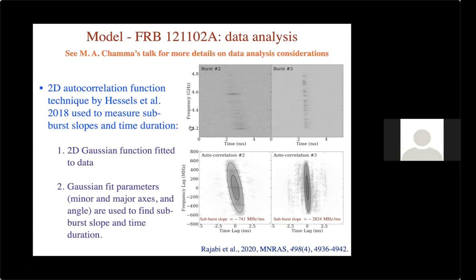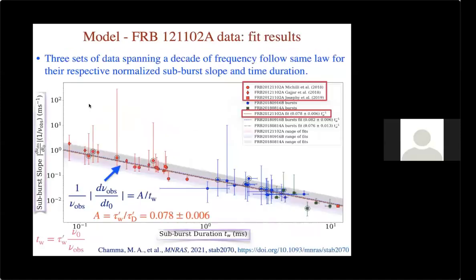What he did was look at these data sets for the FRB 121102A and 2 other repeaters that I will show later on. He used the 2D autocorrelation function technique by Hessels 2018 to measure the subburst slopes and time duration. The way he did it, he fitted a 2D Gaussian function to the data, and by extracting the Gaussian fit parameters, the minor and major axes and the angles, he could measure the subburst slope and time duration of the subburst. Here, we are showing the results of the measurements.